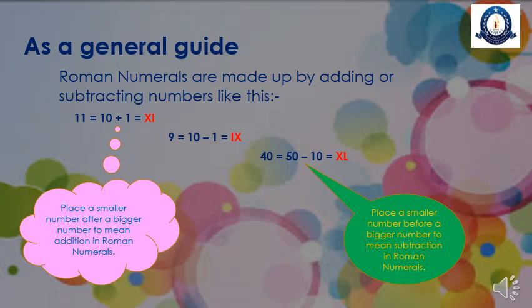Let's see one more example, 40. We know 50 minus 10 will be 40. Now recall those 7 letters. What is the letter for 50? L. And what is the letter for 10? X. And which operation are we using here? Minus. So what is the rule for minus? Place a smaller number before a bigger number. The smaller number is 10, so X will come first. And then what will come? L, which is for 50. So 40 is equal to XL.